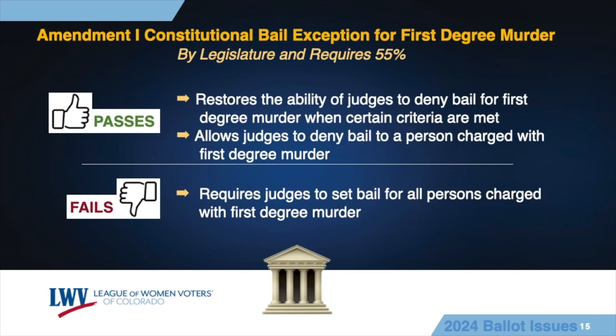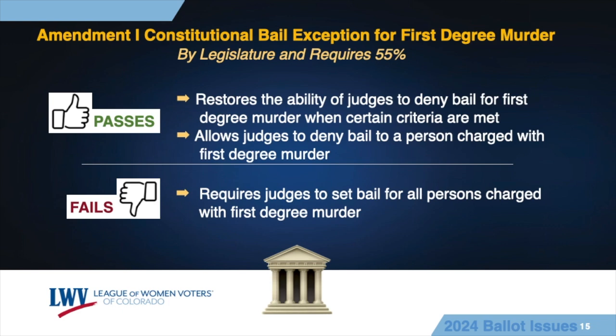Amendment I, Constitutional Bail Exception for First-Degree Murder. It was placed on the ballot by the legislature by a wide margin, only 4 Democrats and 1 Republican against it. It passes with 55% of the vote as it changes the Constitution. What if it passes? It'll restore the ability of judges to deny bail to a person charged with first-degree murder when certain criteria are met.